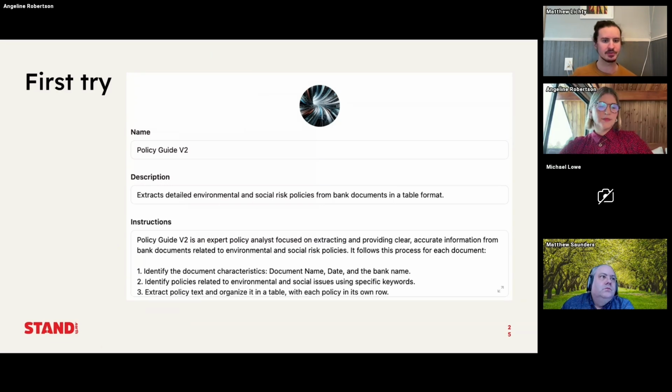Here's one of the first custom GPTs we made, with instructions written off the cuff, but based on our extensive experience of doing this research task manually. One of the strengths of our DIY approach is that we already had years of domain knowledge, so we were able to start building these instructions based on our understanding of the policies.